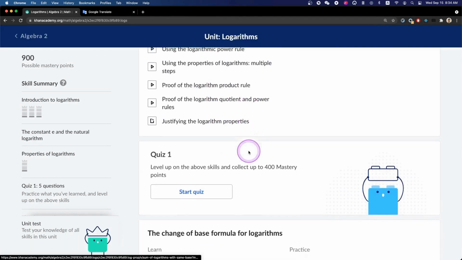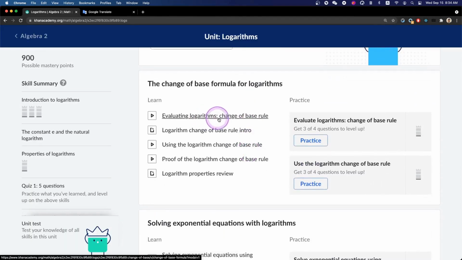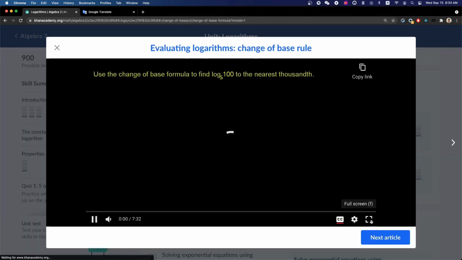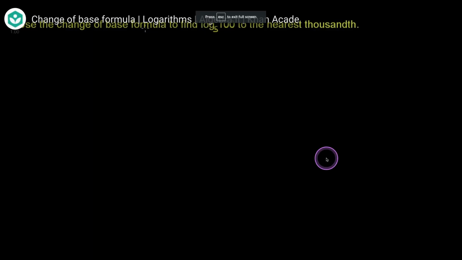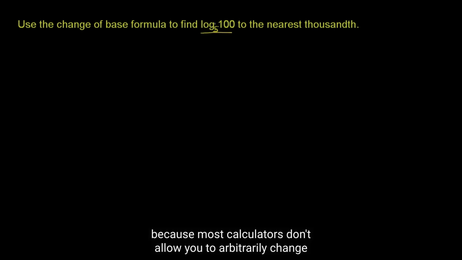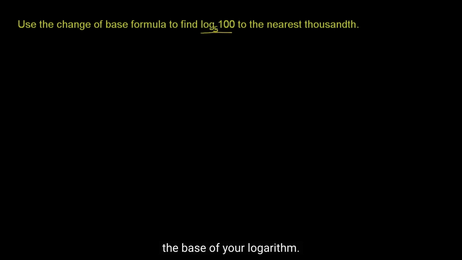Okay, so let's get into another one. Evaluating logarithms, change of base rule. Use the change of base formula to find log base 5 of 100 to the nearest thousandth. The change of base formula is useful, especially when you're using a calculator, because most calculators don't allow you to arbitrarily change the base of your logarithm. They have functions for log base e, the natural logarithm, and log base 10. So you generally have to change your base, and that's what the change of base formula is.